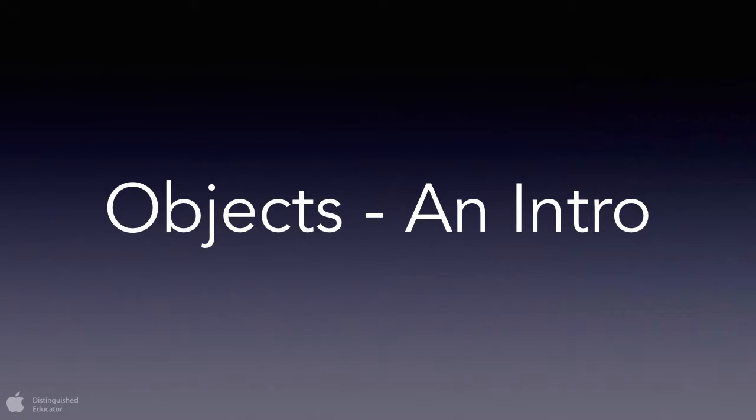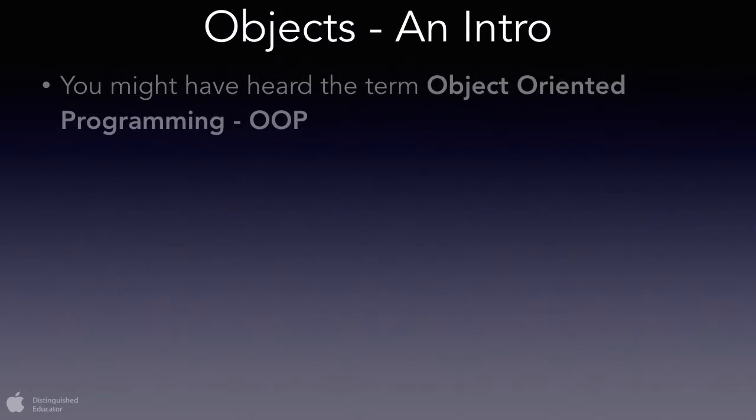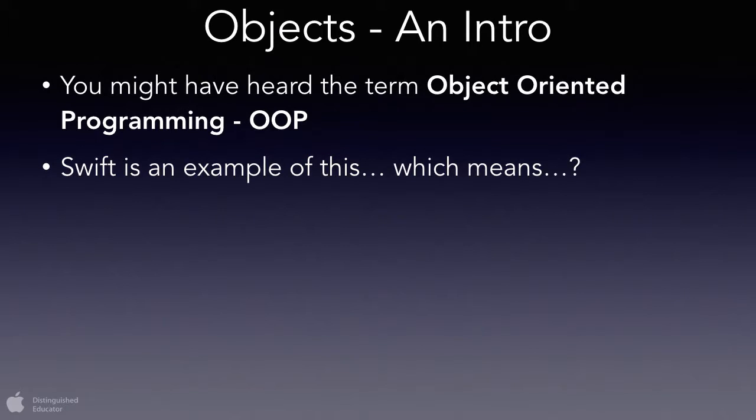Okay, so the last video was about the basic structure and the syntax in Swift. We're going to take a step further and talk about objects and object-oriented programming, which is basically the thing we've been starting out with. Swift is a great example of this, but what does that actually mean?